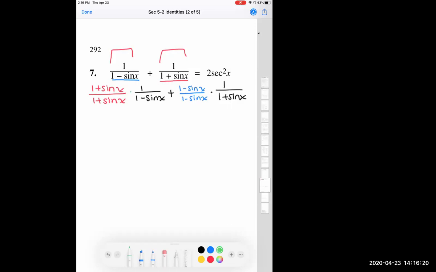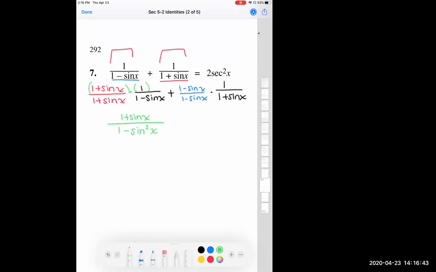So for my numerator, it's being multiplied, so I have to multiply these out. And that just gives me 1 plus sine of x over 1 plus sine of x times 1 minus sine of x. That's difference of squares. So it gives us 1 minus sine squared of x.